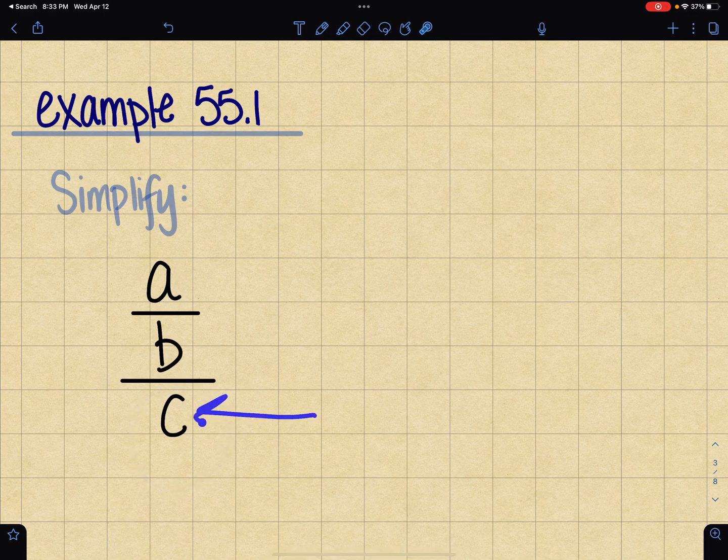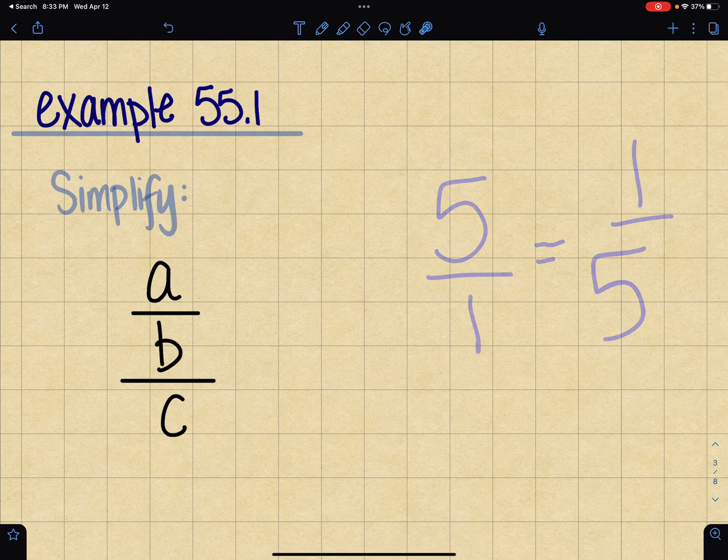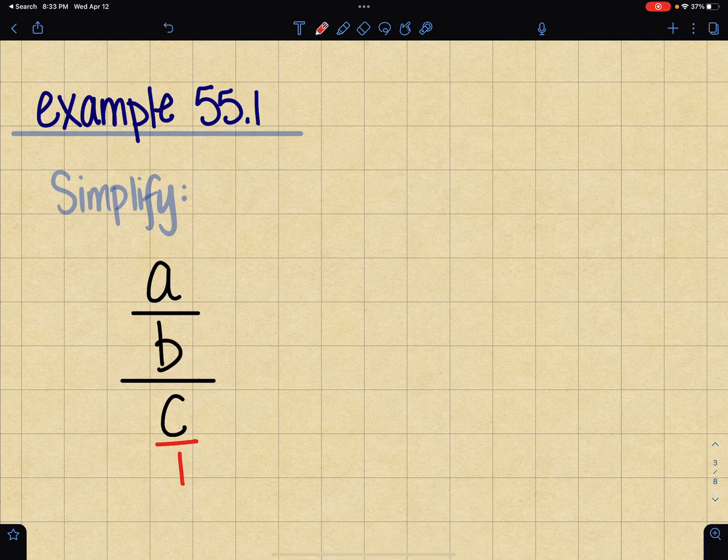What's the reciprocal of just C? What's the reciprocal of just 5? You know what it is. The reciprocal is going to be 1 over 5, right? Okay, so we do the same thing here. This is not just a C, it's a C over 1. So what's the reciprocal of that? It is 1 over C.